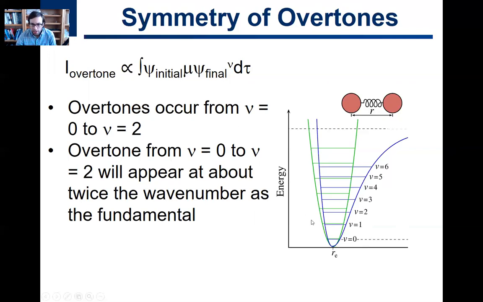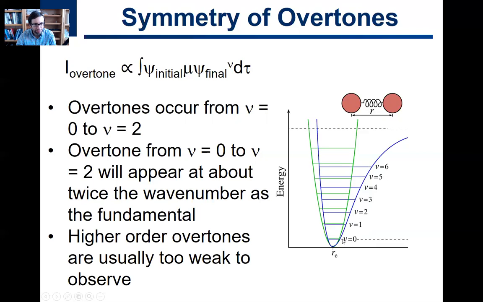So anyway, this 0 to 2 is going to be approximately equal to twice the wave number or energy as from 0 to 1, the fundamental, okay? And yeah, the higher overtones are usually too weak to observe. That's like 0 to 3 or 0 to 4, and or they're off the experimental IR spectrum because they're too high energy.